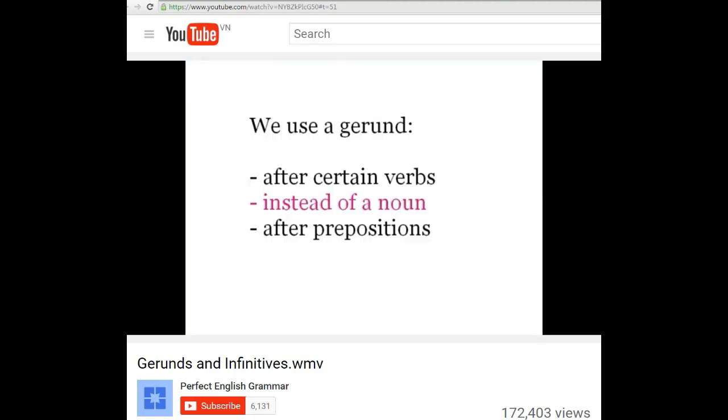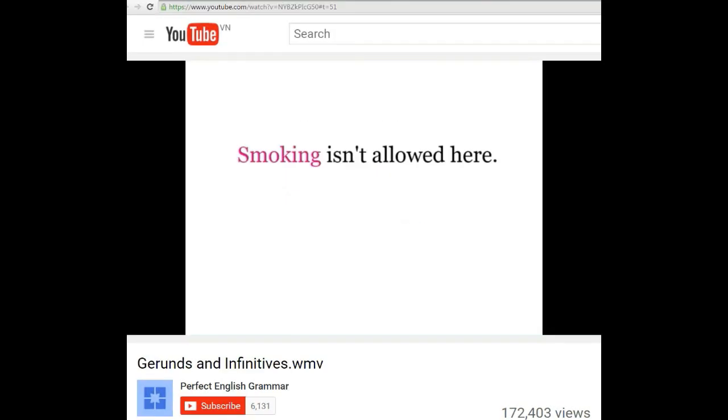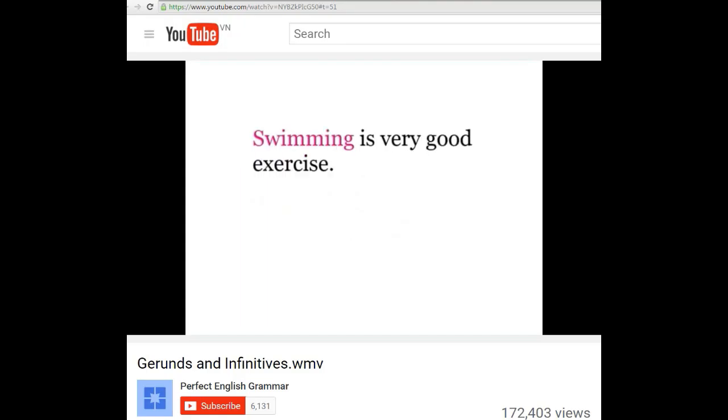Another way we use a gerund is instead of a noun. For example, smoking isn't allowed here. Swimming is very good exercise.